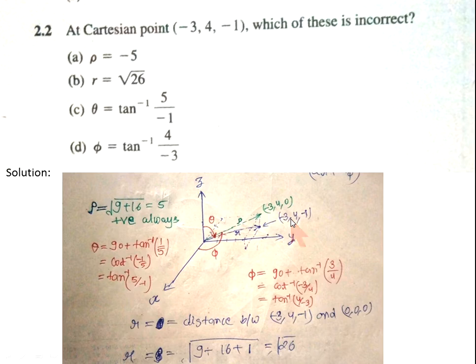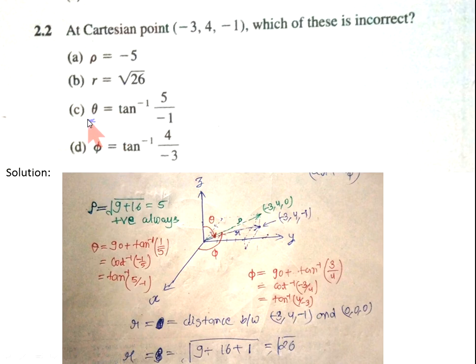Now first we find the cylindrical distance, that is rho. The cylindrical distance from the origin to the point (-3, 4), with 0 in the z direction, is +5, not negative, so the negative option is not correct. Now the radial distance of this point we can find easily. For (-3, 4, -1), this is the radial distance between these two points, that is root 26, so it is also correct.